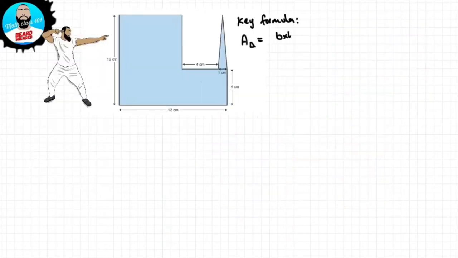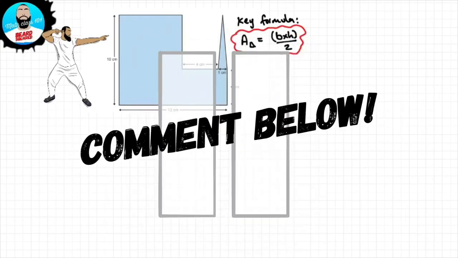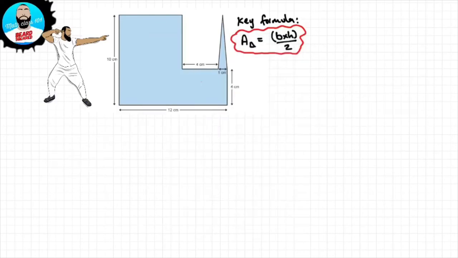In question 3, we're going to work out the area of this model building. We're going to use a key formula, area of a triangle equals base times height divided by 2. Pause the video here and see if you can work it out for yourself and write the answer in the comment section below. So we can break up this shape into 3 sections, A, B, and C. And so C is the triangle that we're going to use this formula for.